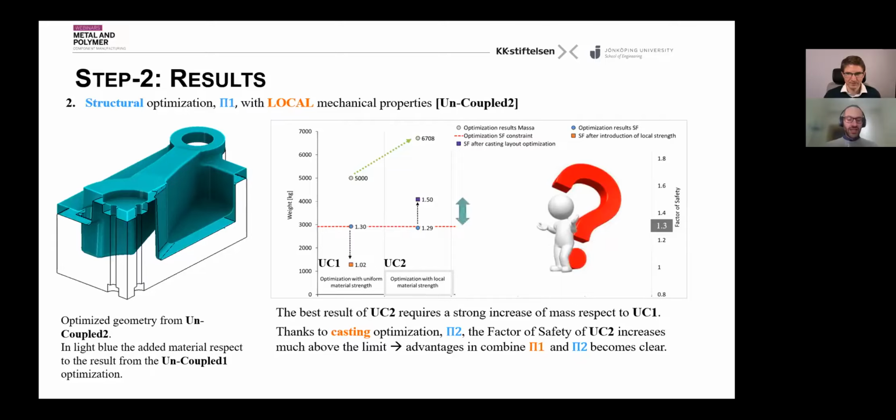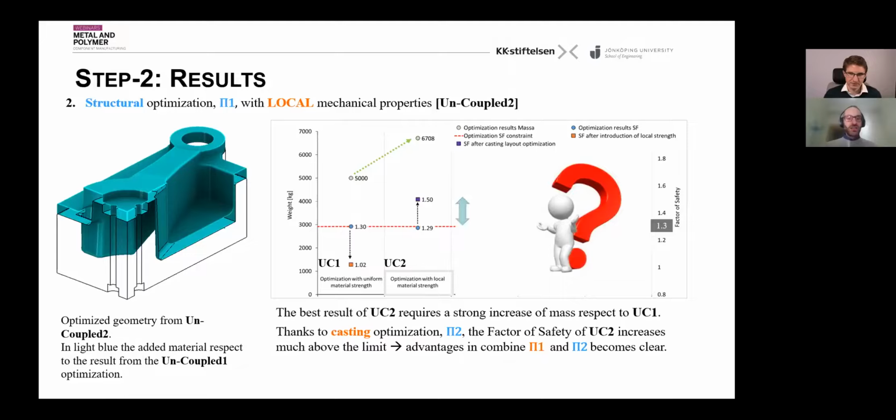In that case, there are two factors that are fighting together. The fact that if you increase the thickness, you decrease the stress, but at the same time, the material will be, let me say, worse and worse. Exactly. So it's a fighting approach.